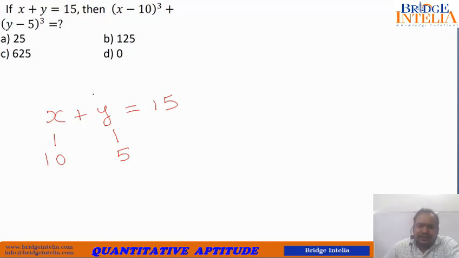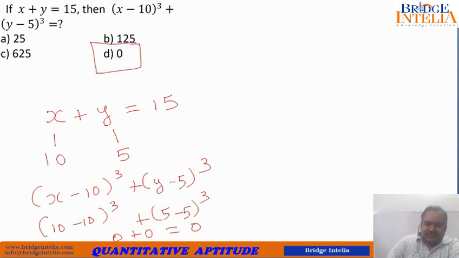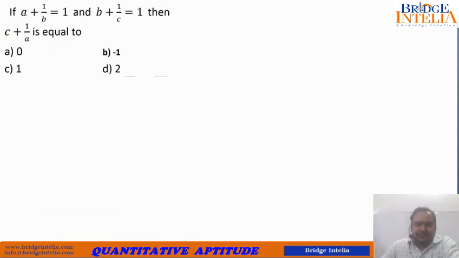Now simply substitute these dummy values here. So you have been asked to calculate this. So now I simply substitute here. I have been asked to calculate 10 minus 10 whole cube plus 5 minus 5 whole cube. So this is actually 0 plus 0, which comes out to be equal to 0. So 0 is the final answer. So now let's move to the next one.